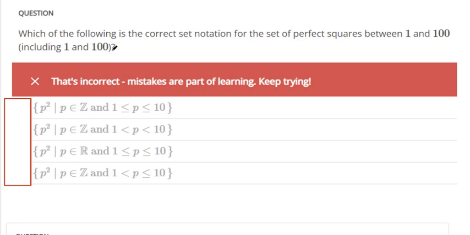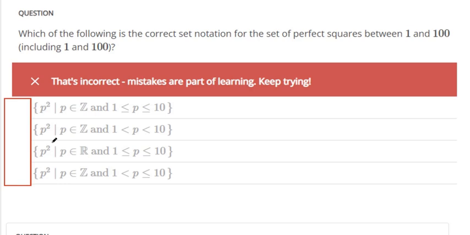It says between 1 and 100, but then it says including 1 and 100. So that's probably going to be the key detail here. So this first option that we have to choose between, z means an integer. It's not really z, but the z looking thing means an integer. And r means a real number, which means integers plus all those decimals in between them.